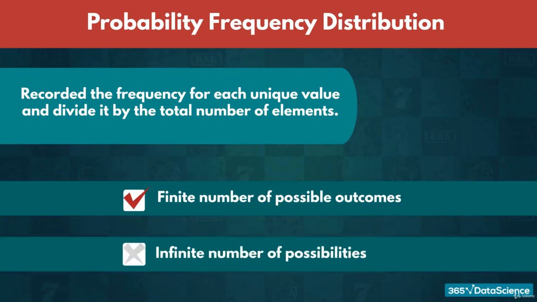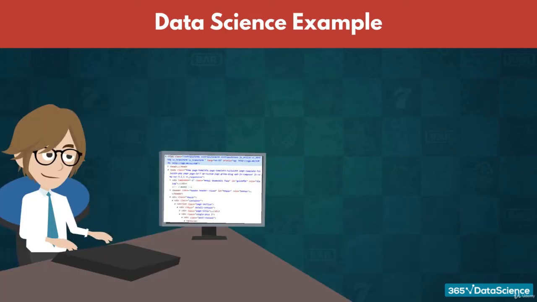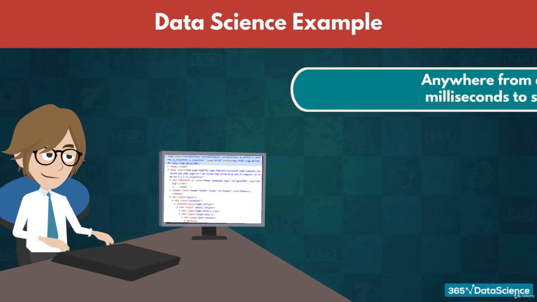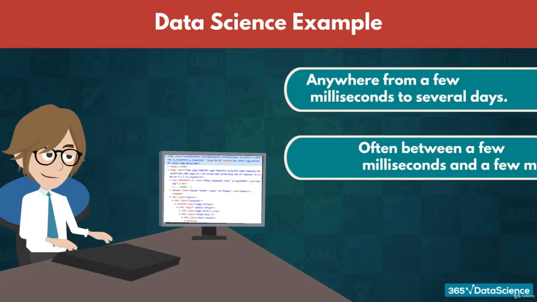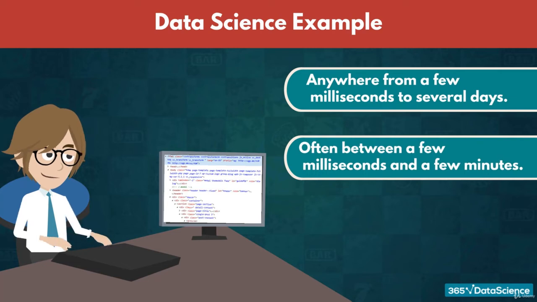If we had an infinite number of possibilities, then recording the frequency for each one becomes impossible because there are infinitely many of them. For instance, imagine you are a data scientist and want to analyze the time it takes for your code to run. Any single compilation could take anywhere from a few milliseconds to several days. Often, the result will be between a few milliseconds and a few minutes.